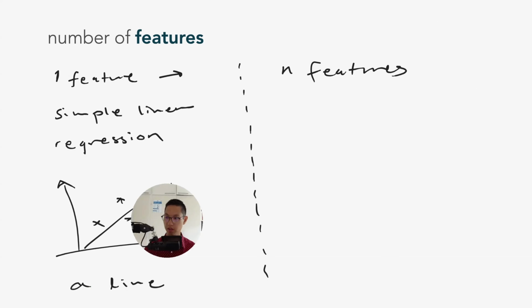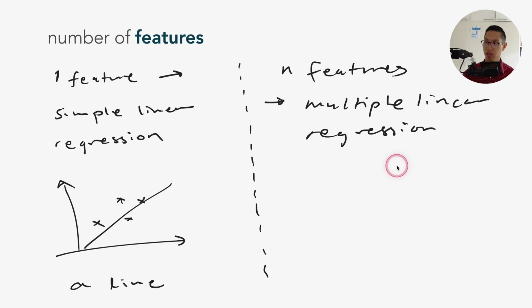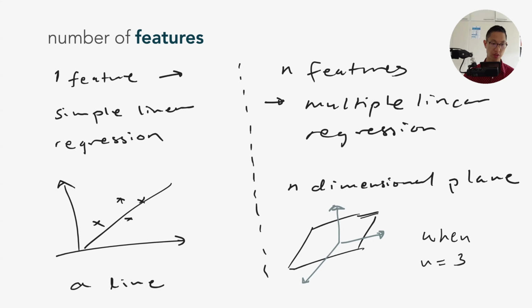Sorry, let me move myself up here. When we have n features, then we get multiple linear regression. And this gives a plane instead. We get an n-dimensional plane. And what that means is that instead of a line, we get, for example, something like this. When n equals 3, we have a plane that looks like this. And the plane is basically what will approximate these points, because you get points in a lot of dimensions, and then you have some kind of high dimensional plane that will approximate them.